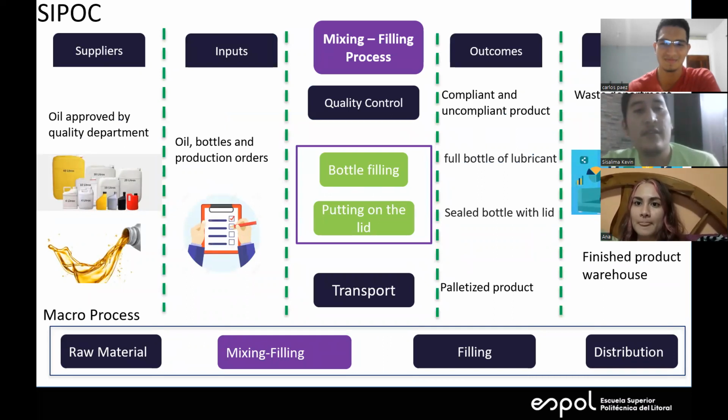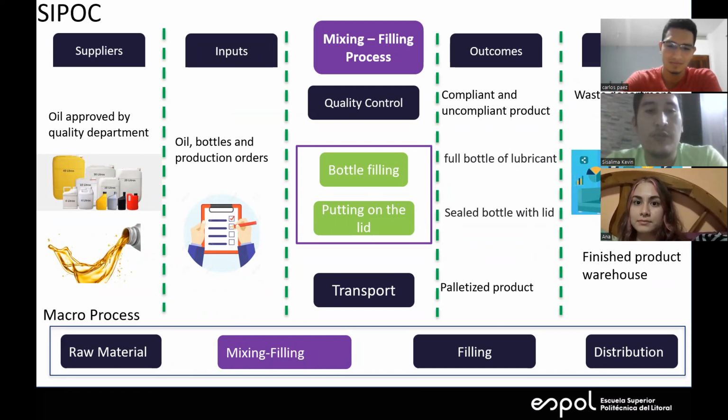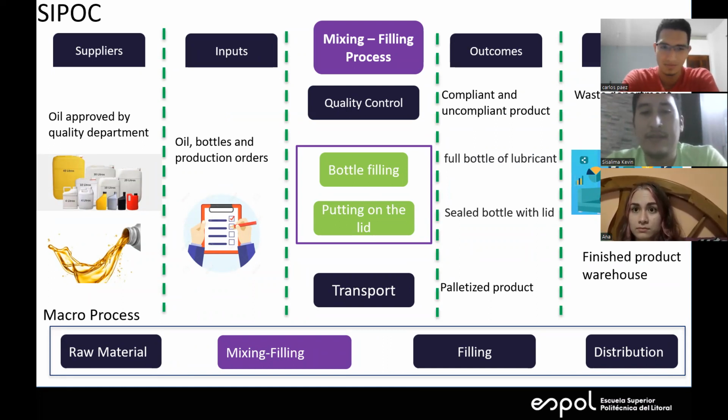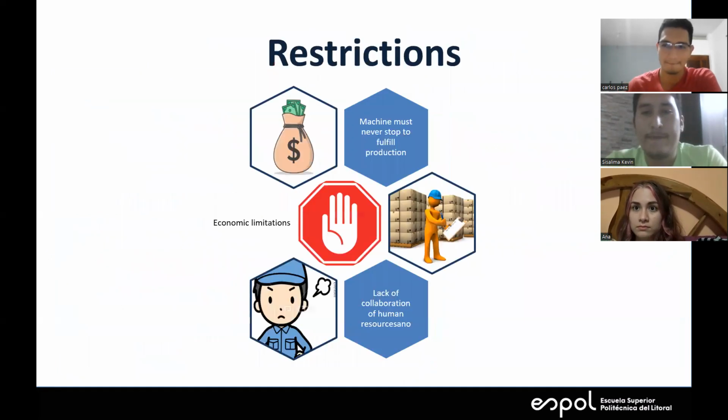Here we have the SIPOC of the process, where we can observe the different inputs and outputs of the process. The restrictions of the project are the economic ones, the lack of collaboration of the human resources, and that the machine must never stop to fulfill production.